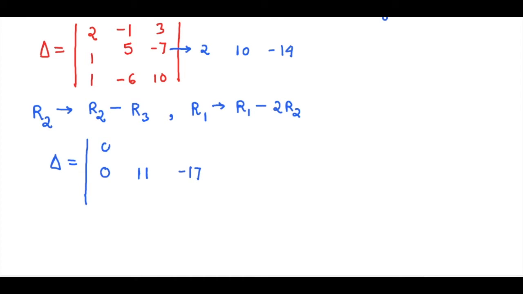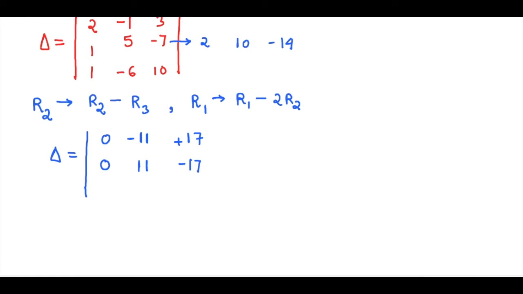So 2 minus 2 is 0. Minus 1 minus 10 is minus 11. And 3 minus 14 is plus 17. Okay, plus 17. I think it is right. We'll do nothing with row R3, that is 1, minus 6.